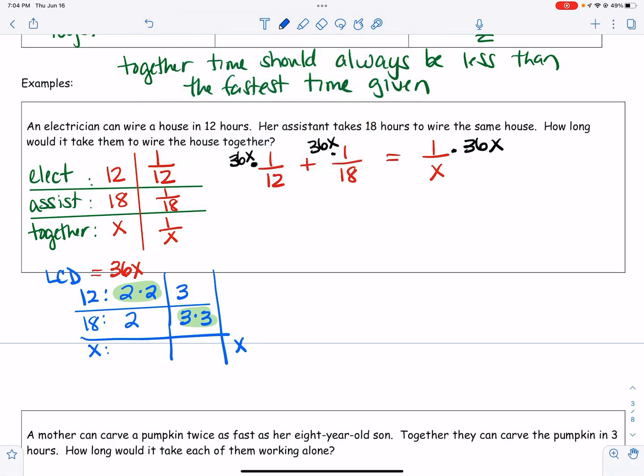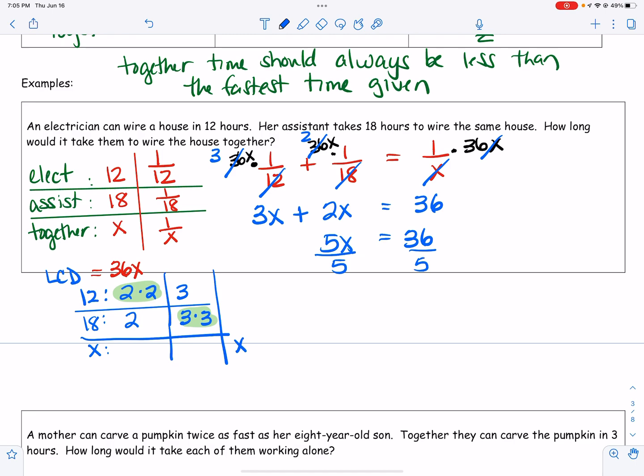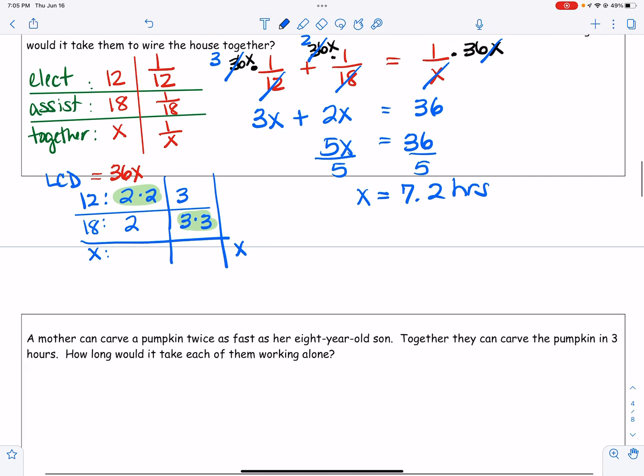What happens is this 12 goes into this 36 and leaves 3. 3 times X times 1 is 3X. This 18 goes into this 36 and leaves 2, and 2 times X times 1 is 2X. These X's cancel, and I get 36. So now I have 5X equals 36. Divide through by 5, and X equals 7.2 hours. It's okay to get decimals, or you could leave it as 36 over 5.